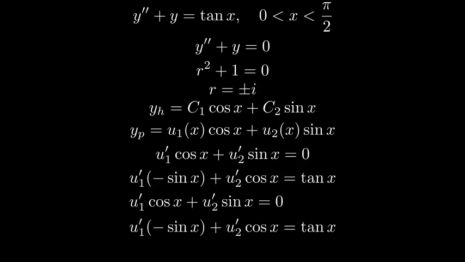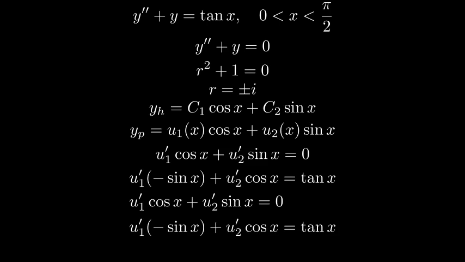Step 5. Let's solve this system for u₁' and u₂'. From the first equation, we can express u₁' in terms of u₂'. u₁' = -u₂' sin(x)/cos(x), which equals -u₂' tan(x). Substituting this into the second equation.